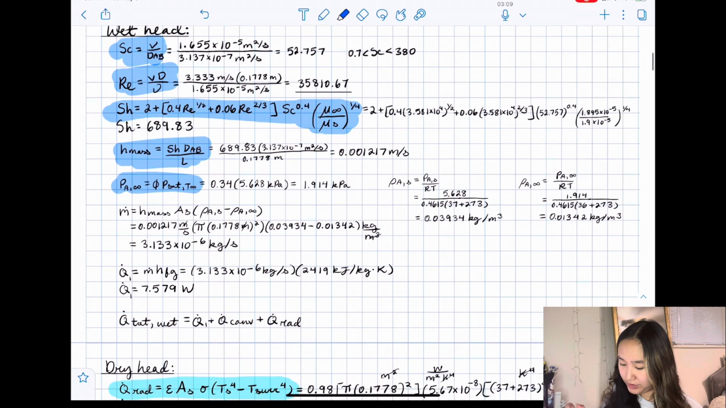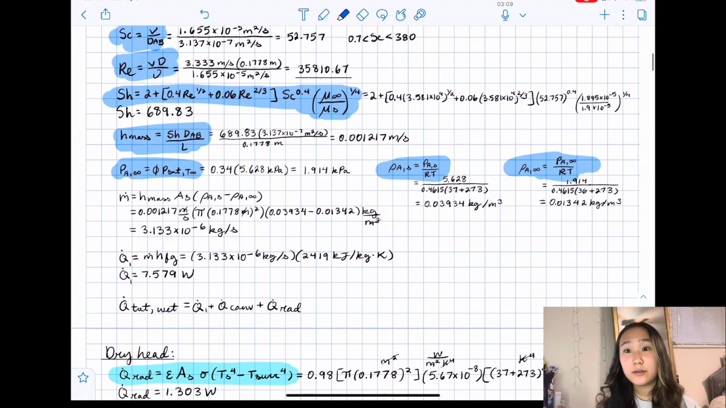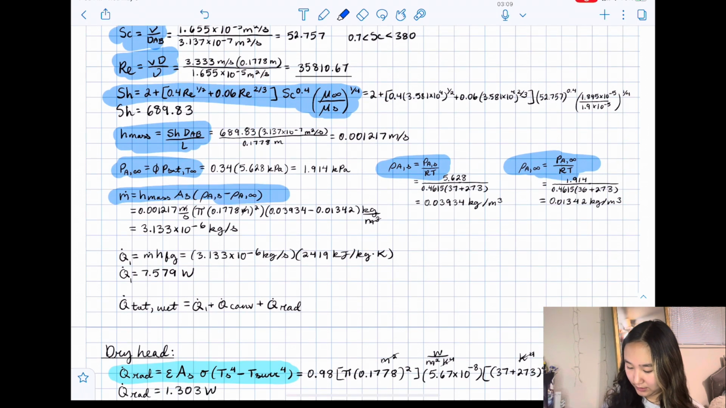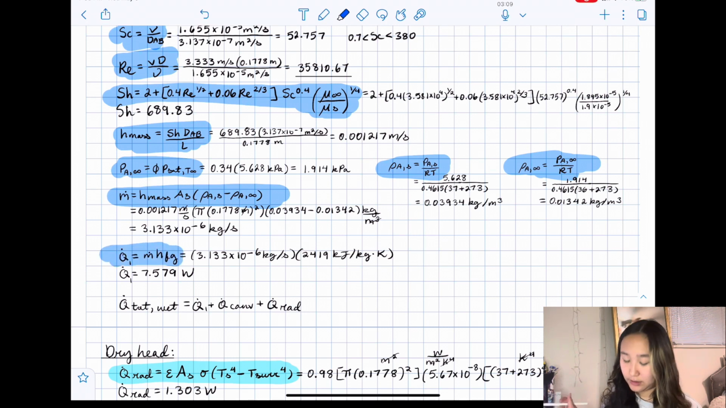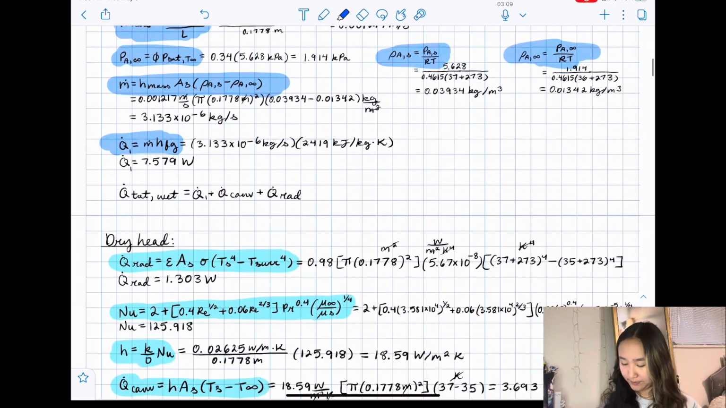And partial pressure, densities, you have to solve for those. And then here's your mass flow rate. And then ultimately you can use the mass flow rate to solve for Q for the wet head.